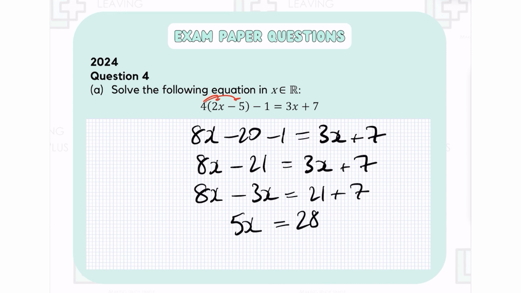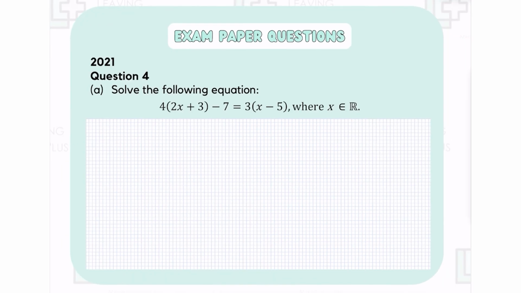And just before you start panicking and think, oh my god, something's gone wrong, don't worry about it. Sometimes it doesn't go in evenly, but we're just going to end up with x equals 28 over 5, or if they want it as a decimal, 5.6. And that's our solution.